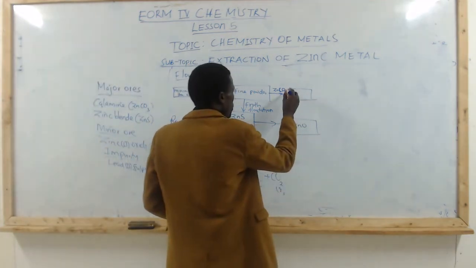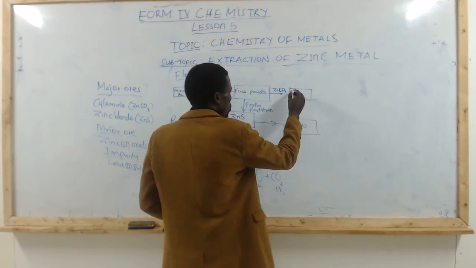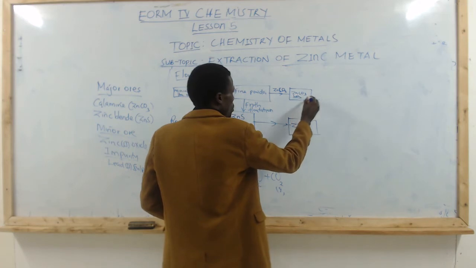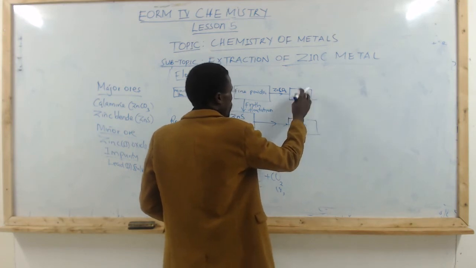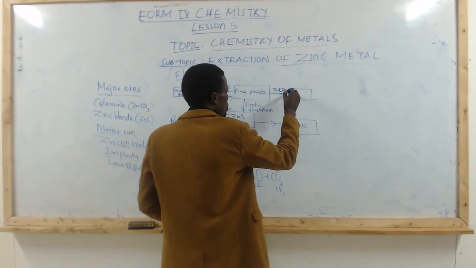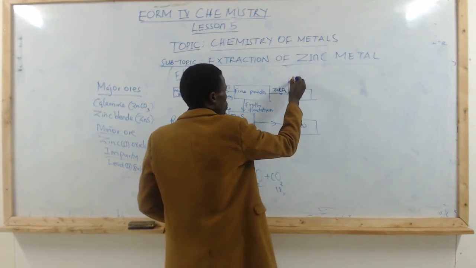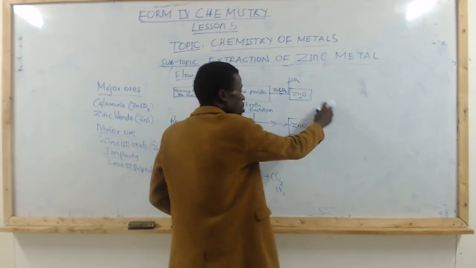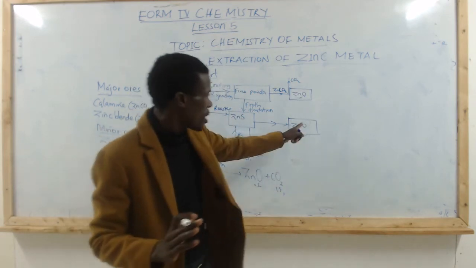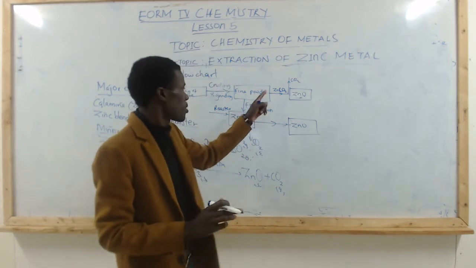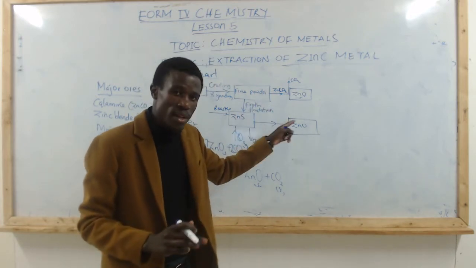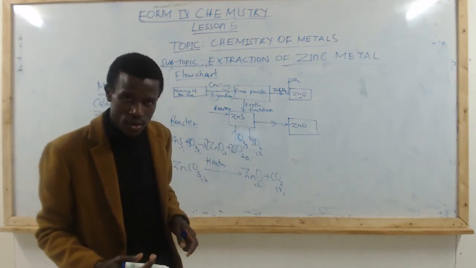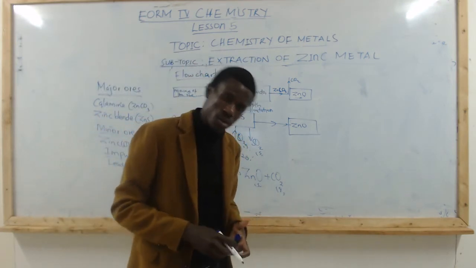So I will be having the decomposition of zinc carbonate, decomposed to give out carbon 4 oxide, forming zinc oxide. Now, we have formed zinc oxide through decomposing the calamine, that is zinc carbonate, or by roasting zinc sulfide. Now, the reduction process follows.